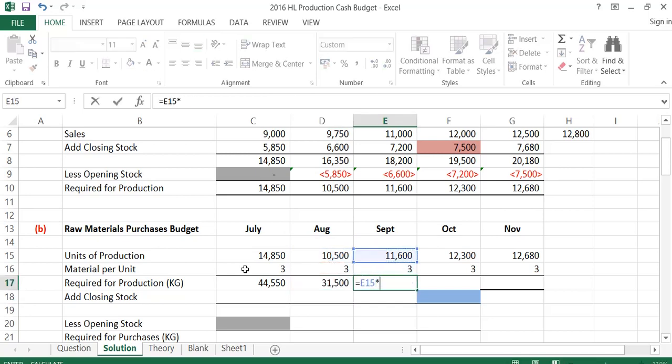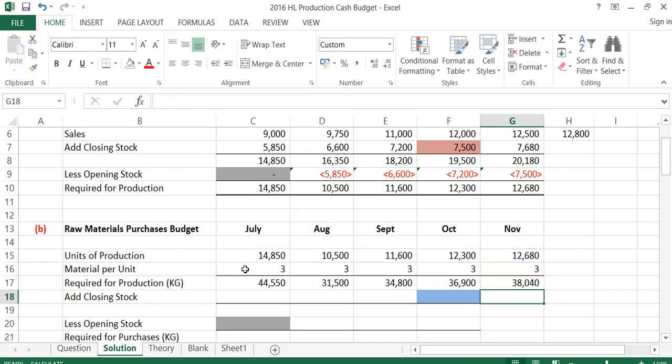and September, October, and November. So they're required for production in kgs. Now again, we're going to add our closing stock and take away our opening stock for the same reason as above. But this time we're talking about materials, not units.